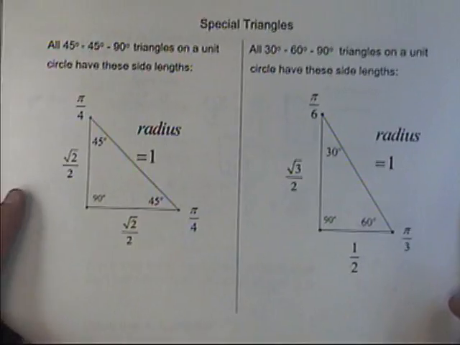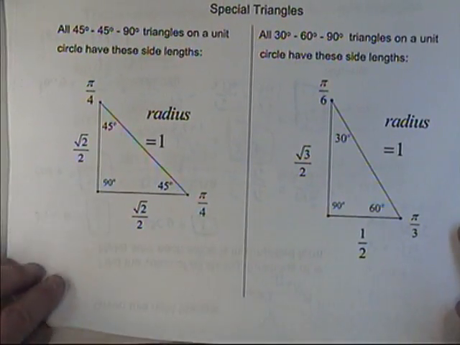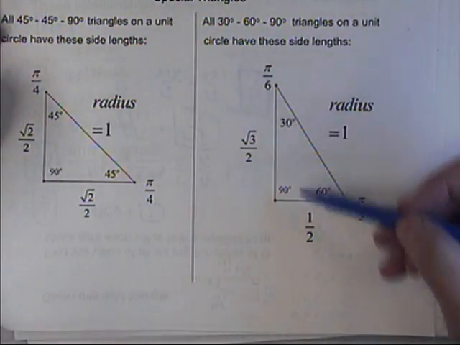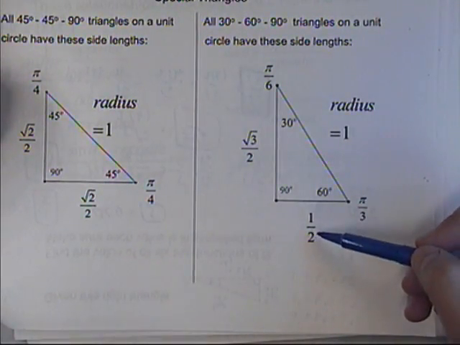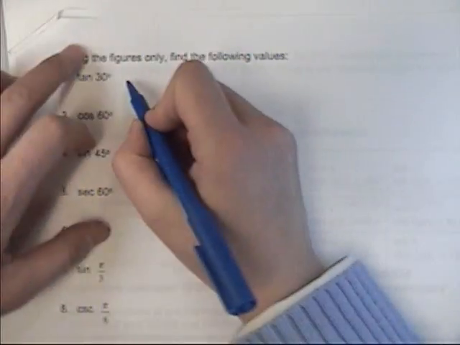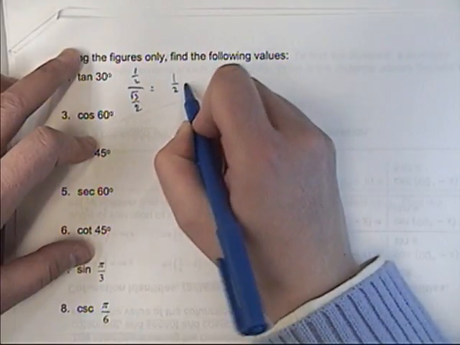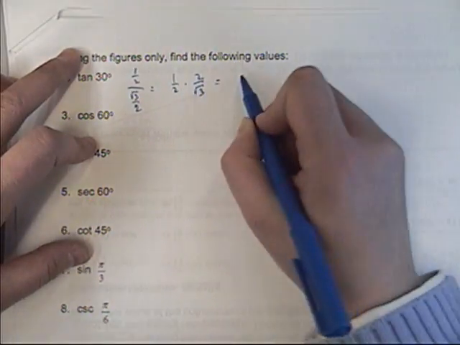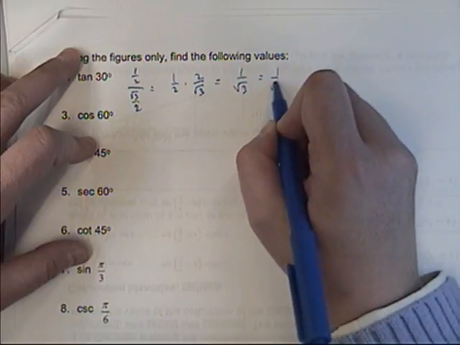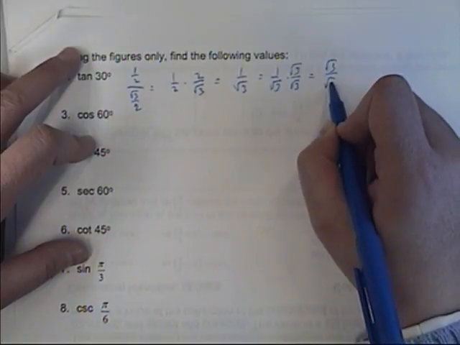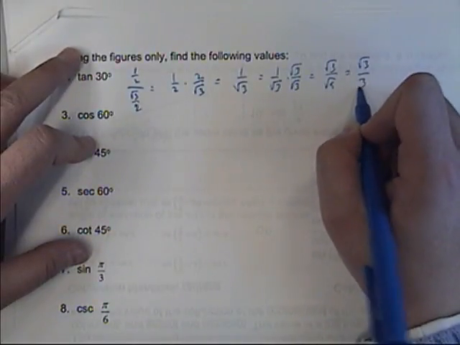Okay, some special triangles. We're going to use these on the next page. If I want to find the tangent of 30 degrees, that would be opposite over adjacent from 30 degrees. So if this is my 30 degree corner, opposite over adjacent would be 1/2 over root 3 over 2. Which is 1/2 times 2 over root 3. Twos are going to cancel. And then simplify by multiplying by root 3 over root 3, which is root 3 over root 9, which is root 3 over 3.